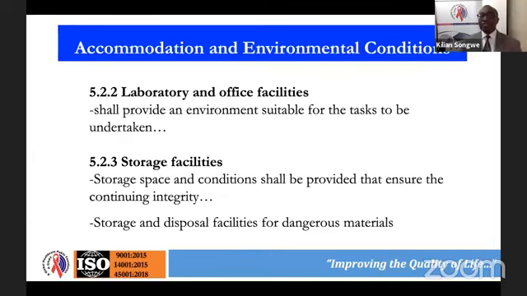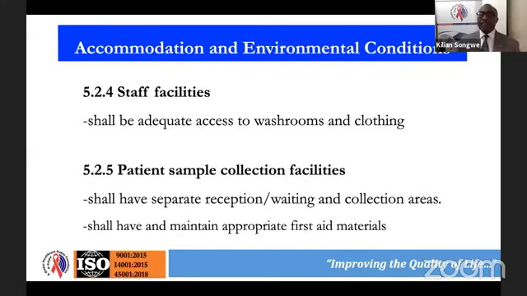Storage space and conditions shall be provided, as I said earlier on, to ensure that the specimen, whatever that specimen is, it could be stool, it could be urine, it could be blood. In some cases, it could even be a body part for forensic studies, that specimen continues to maintain integrity for the testing that it's going to go through. Staff facility. Of course, we have staff people working in these laboratories, in this clinical space. There needs to be adequate washrooms. There needs to be space for them to be able to change from their street clothes into work clothes in the case of the lab. They need to change into aprons and those kinds of things.